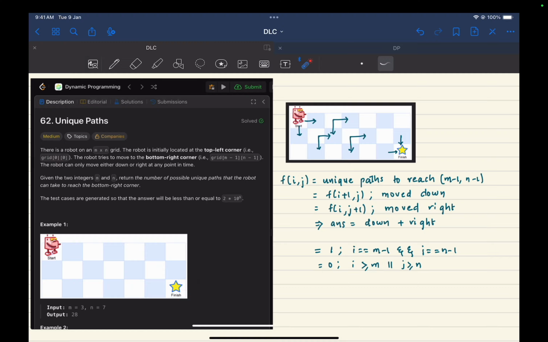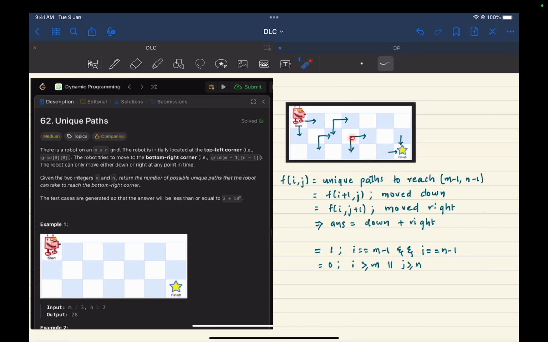Let's say I'm standing at an index i comma j. Let's assume that we have a function which will always tell me the unique paths to reach m minus 1 and n minus 1 from given i and j. Now we have to define this function. How will we be defining it?